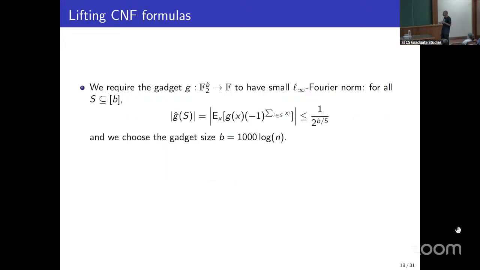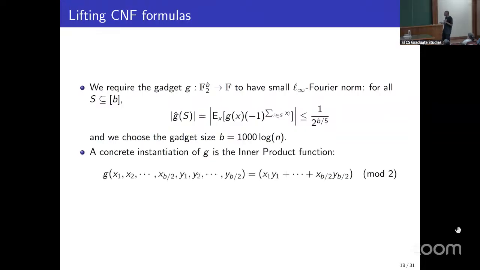And now we'll describe some properties of the gadget that we need. The property of the gadget that we need is that all its Fourier coefficients are exponentially small. So first we set the gadget size to be around 1000 log n. This can probably be reduced to 2, but we don't care. And every Fourier coefficient of the gadget has magnitude at most 1 over 2 power b/5. And one concrete instantiation of such a gadget is the inner product function.